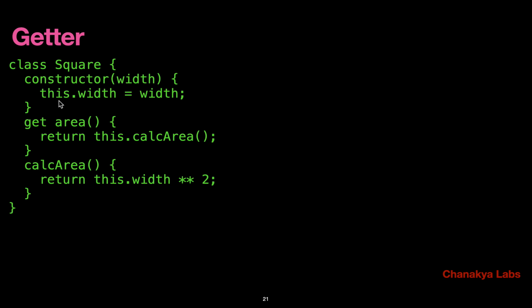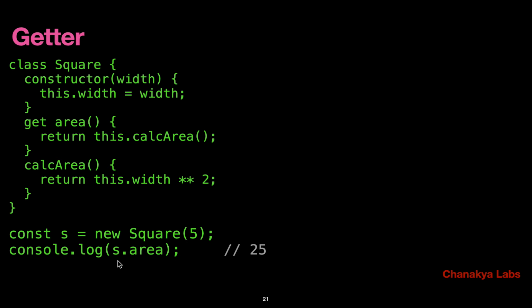Okay, and we saw an example of a getter. Also you can use setters for that matter, and whatever behavior is there in normal functions, you can do here also. s.area is simply a getter, so it will return the calc area. In this case, calc area will be 5 square, 25. So even though there is no property called s.area, there is a getter called s.area, which will essentially behave like that only.